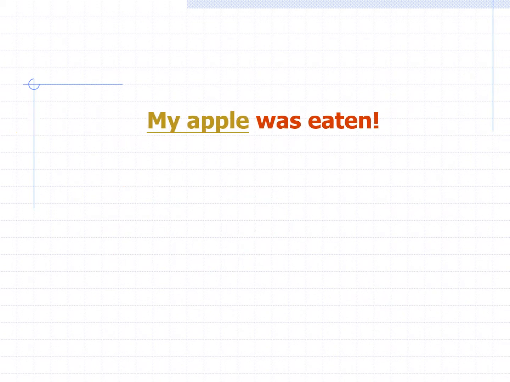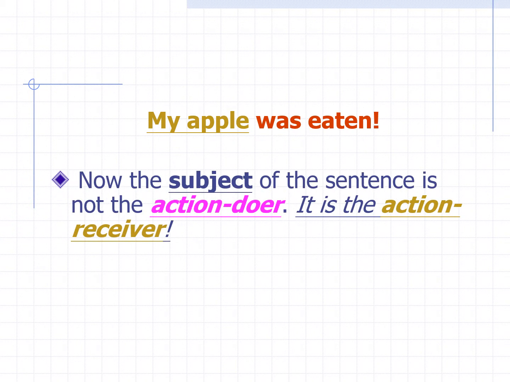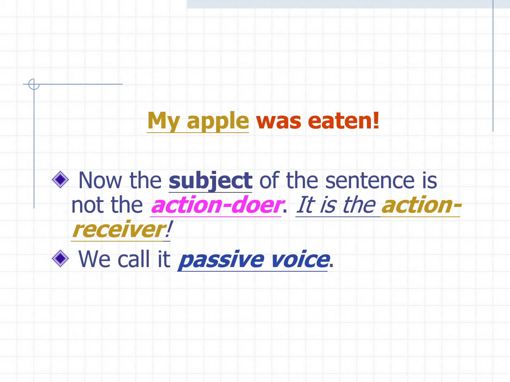Instead of putting a sentence in active voice, we put the sentence a bit differently. We put the sentence in this way: my apple was eaten. Now the subject of the sentence is not the action doer. Instead, it is the action receiver. This is what we call a passive voice. A passive voice is a sentence in which the subject of the sentence is the action receiver instead of an action doer in an active voice.